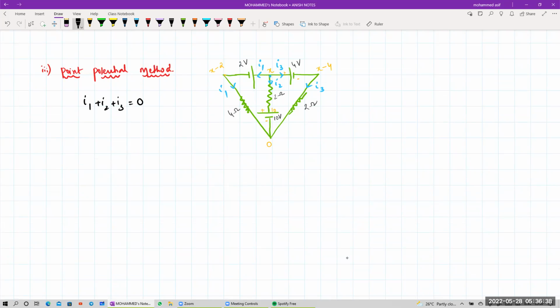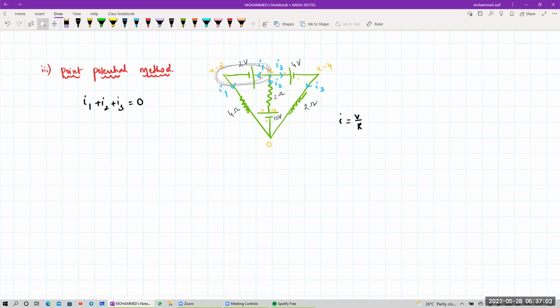Kirchhoff's first law: the sum of all the outgoing currents in a given circuit must be equal to 0. So how do you write the current? As I equals V by R. If I'm writing I1, from here to here, I can use this relation.